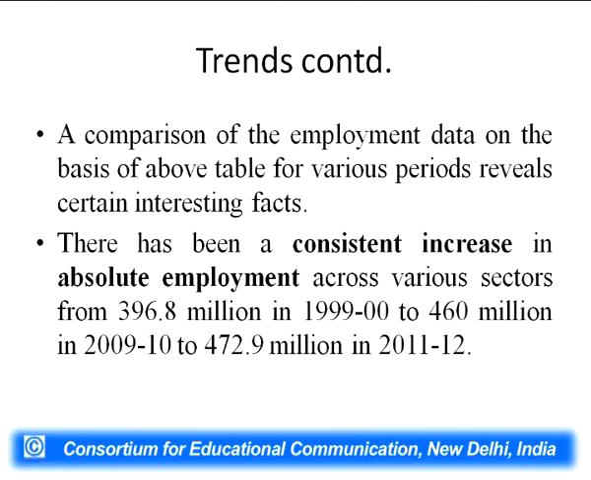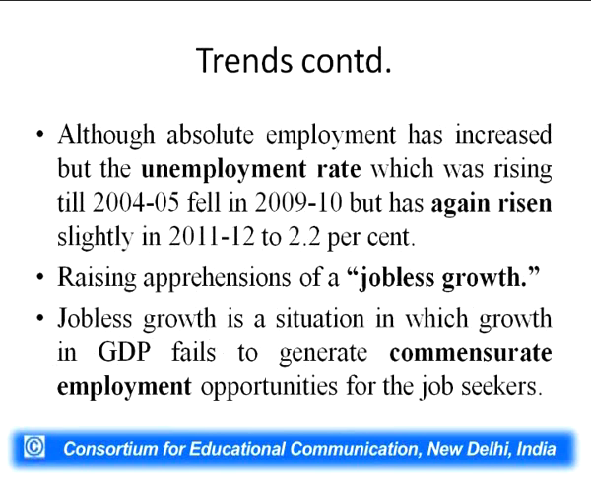A comparison of the above data shows that there has been a consistent increase in absolute employment across various sectors, and we have already stated the figure that it has increased from 396.76 million in 1999-2000 to 460 million in 2009-10 to 472.9 million in 2011-12. Although the absolute employment has increased, the unemployment rate, which was rising till 2004-05, fell in 2009-10, but has again risen slightly in 2011-12 to become 2.2%.